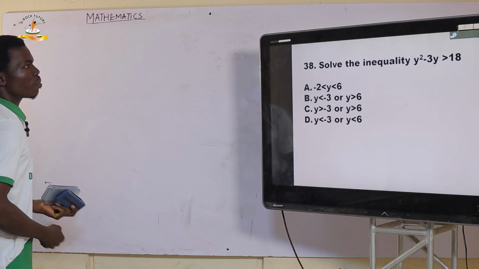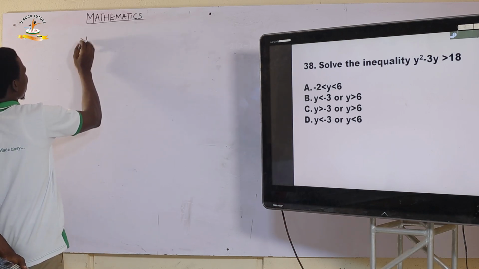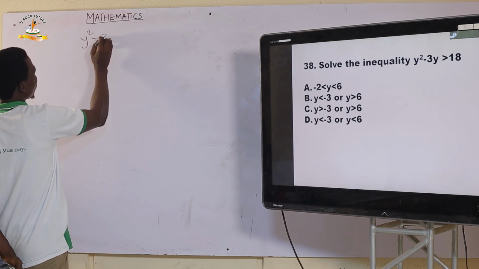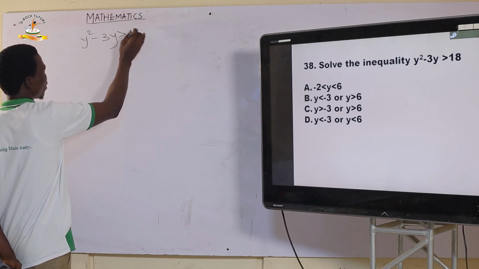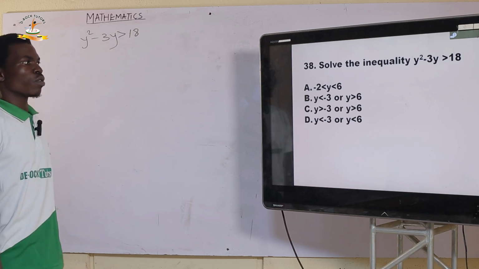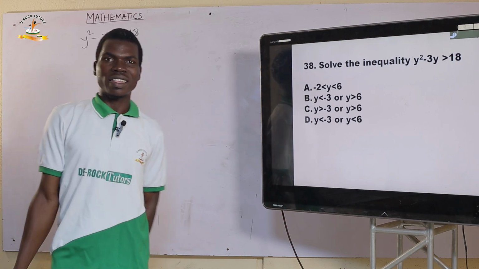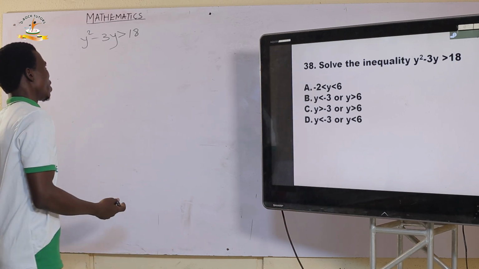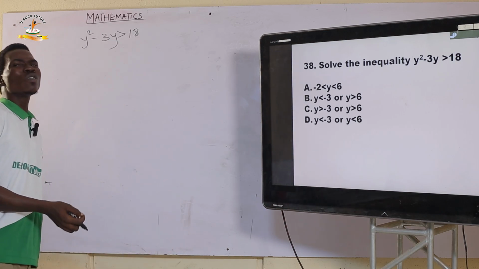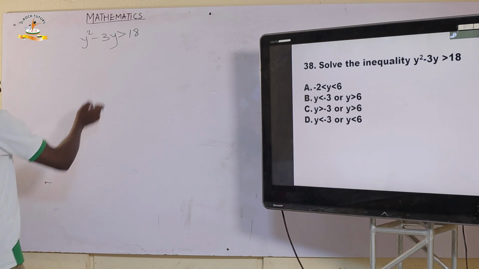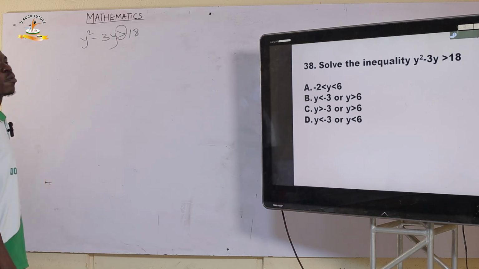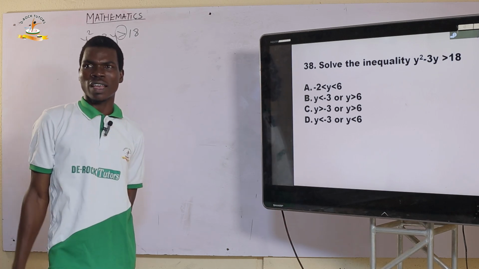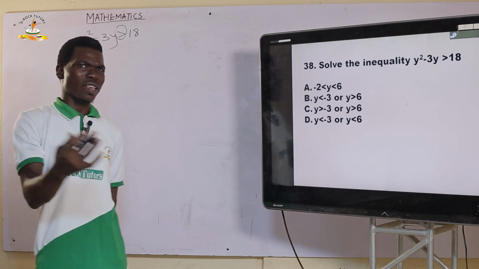So it's an inequality problem, and it says y squared minus 3y is greater than 18. When you have a quadratic inequality problem like this, you allow the inequality sign, you use it momentarily as an equals sign. When you get your result, you can test.